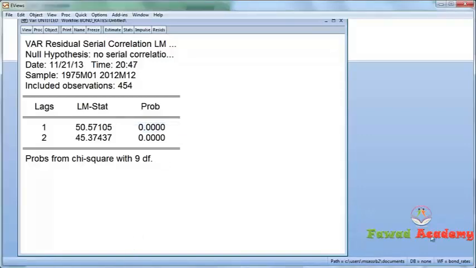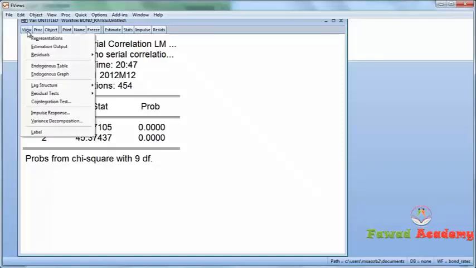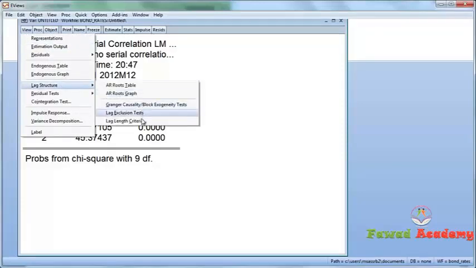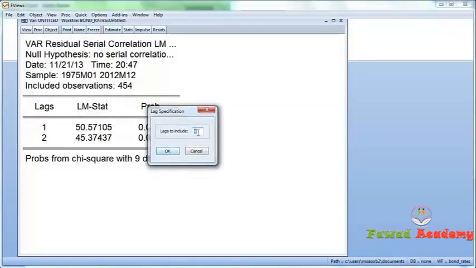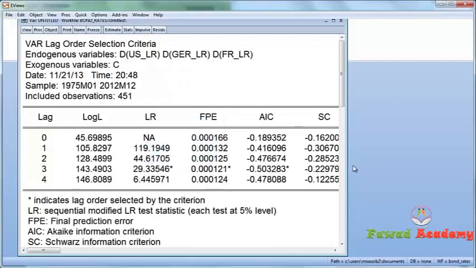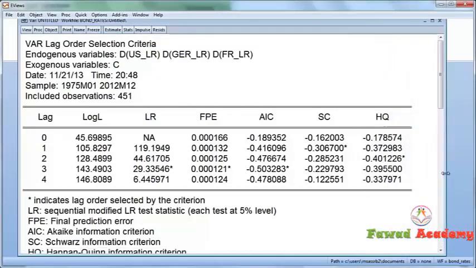So now that we've established that a VAR 1 is most likely not sufficient to model the dynamics, what we shall do now is to see whether we can find out what lag order we should use. So we go to View, Lag Structure, and we go to Lag Length Criteria. And let's select 4. We'll let EViews choose between VAR models up to order 4. And this is the table we get. Okay, so it's the table with our information criteria.